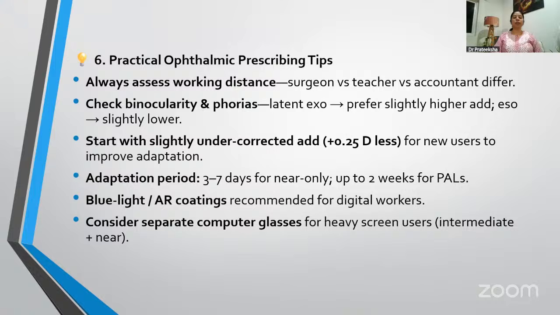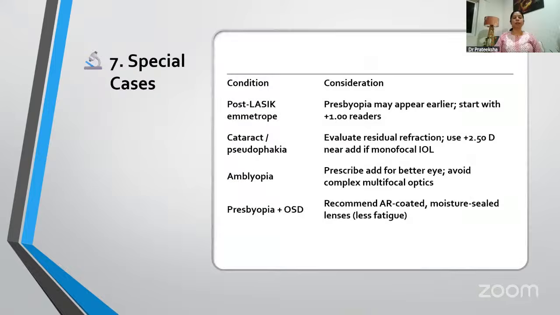Adaptation period is 3 to 7 days for near-only lenses, and up to 2 weeks for progressive lenses. Blue light coatings are recommended for digital workers. And consider separate computer glasses for heavy screen users, intermediate plus near.